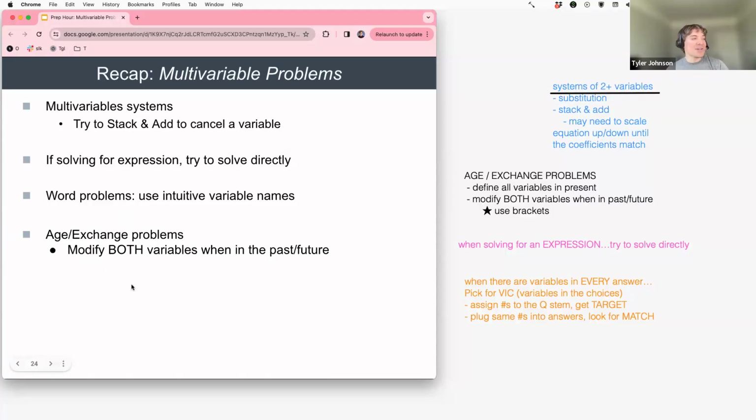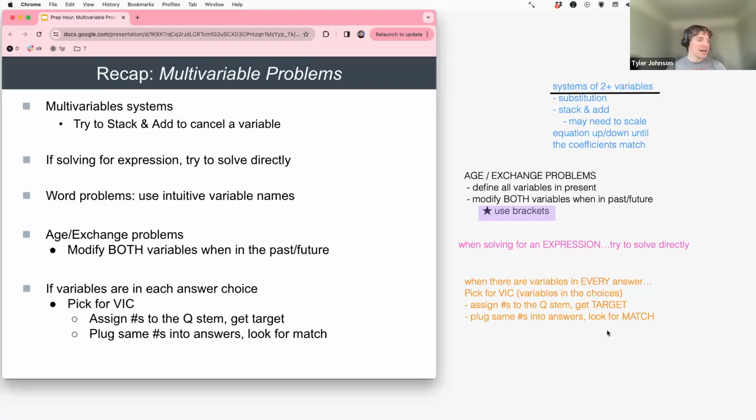And when we talked about age and exchange problems, right? The key there is define your variables in the present. And then when you're moving to the past or future, slap some parentheses around those variables and make sure you modify every variable, right? If you're 5 years in the future, you got to slap a +5 onto every variable.